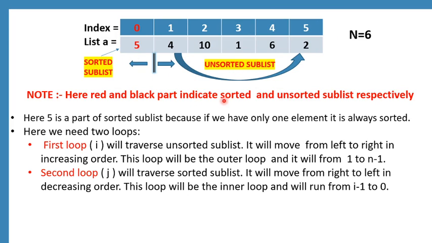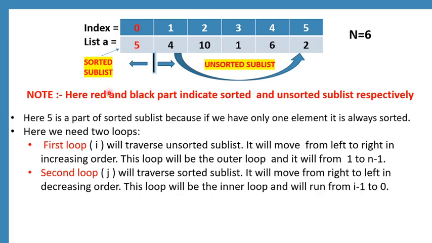So, the first loop is for the unsorted sublist. It will be the outer loop, and it will move from left to right in increasing order, and it will start from 1 and go to 5. What is 5? 5 is n minus 1. So students, please note that the outer loop will start from index 1 and will go to n minus 1.